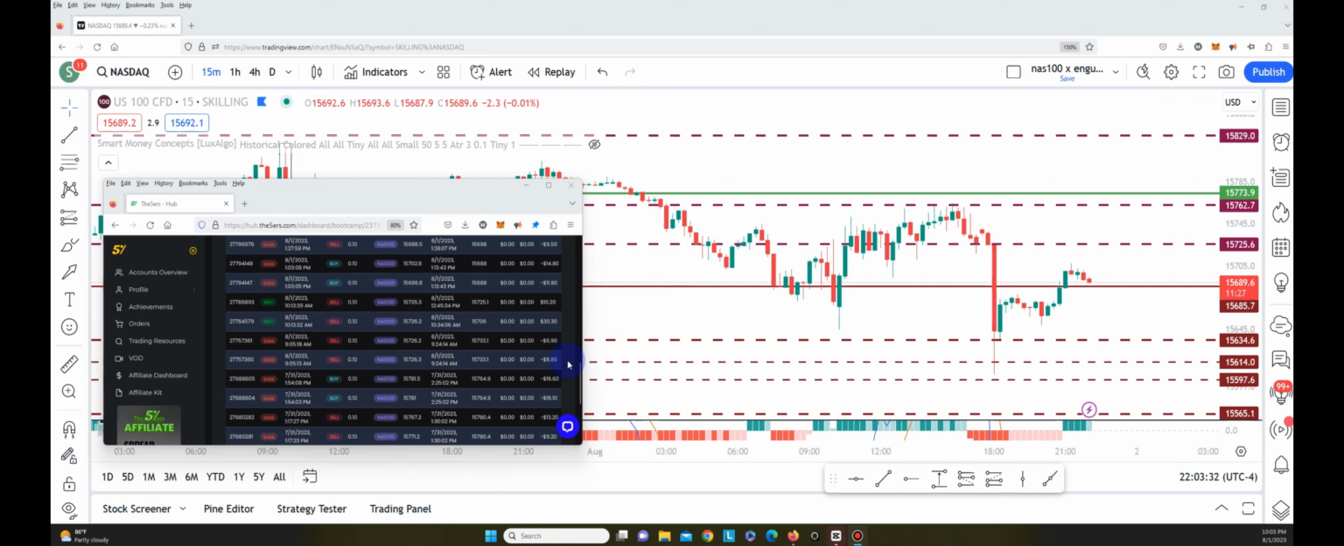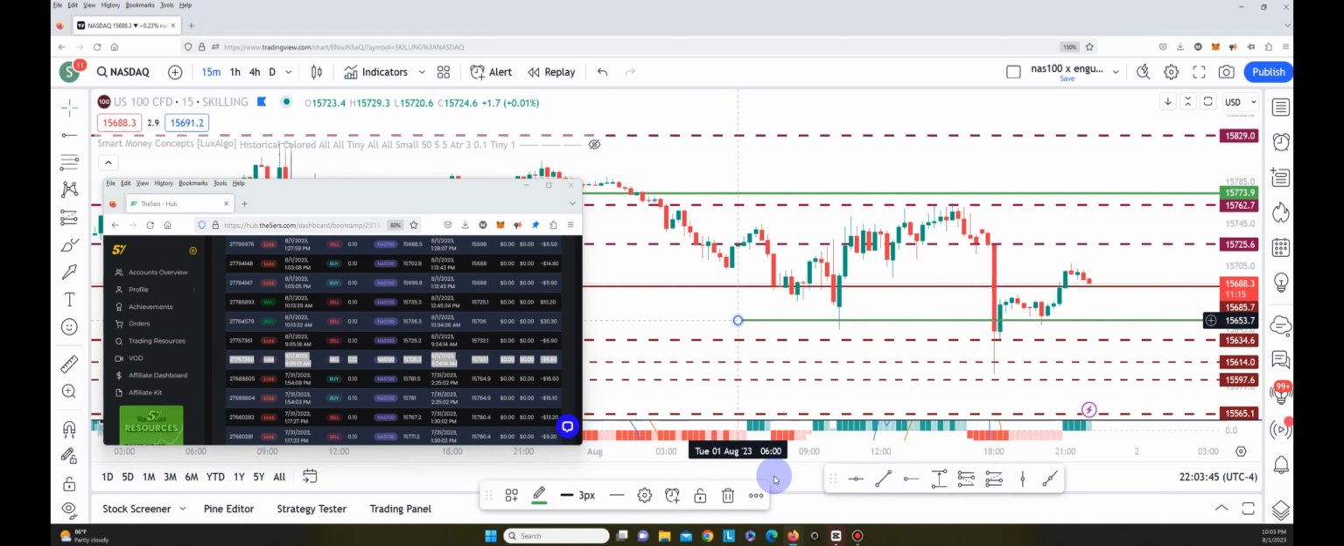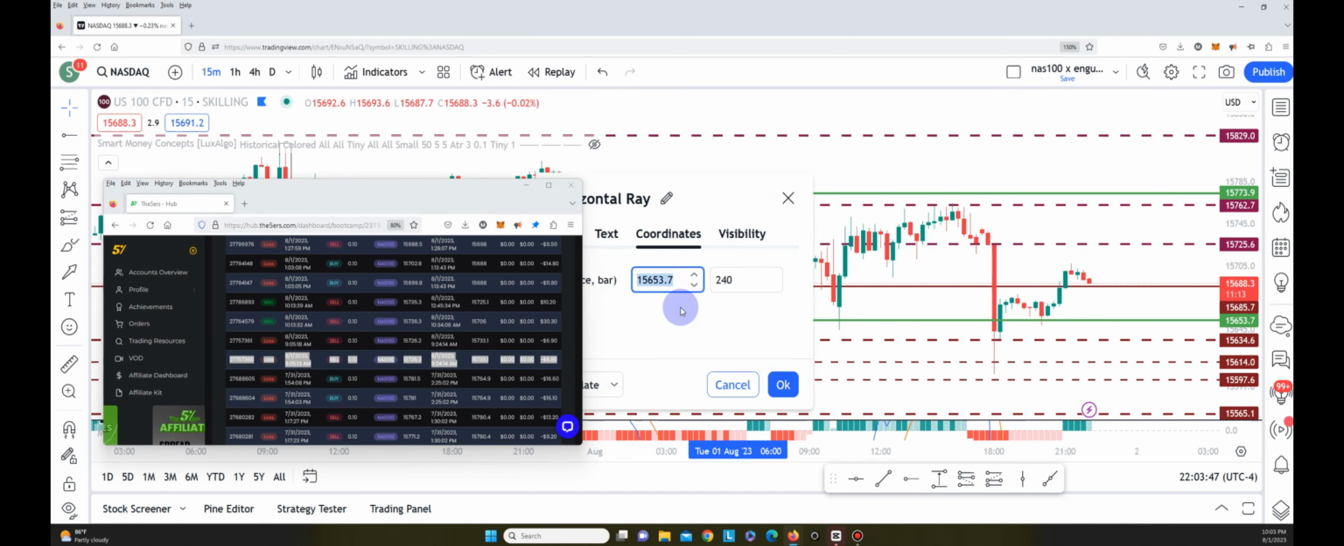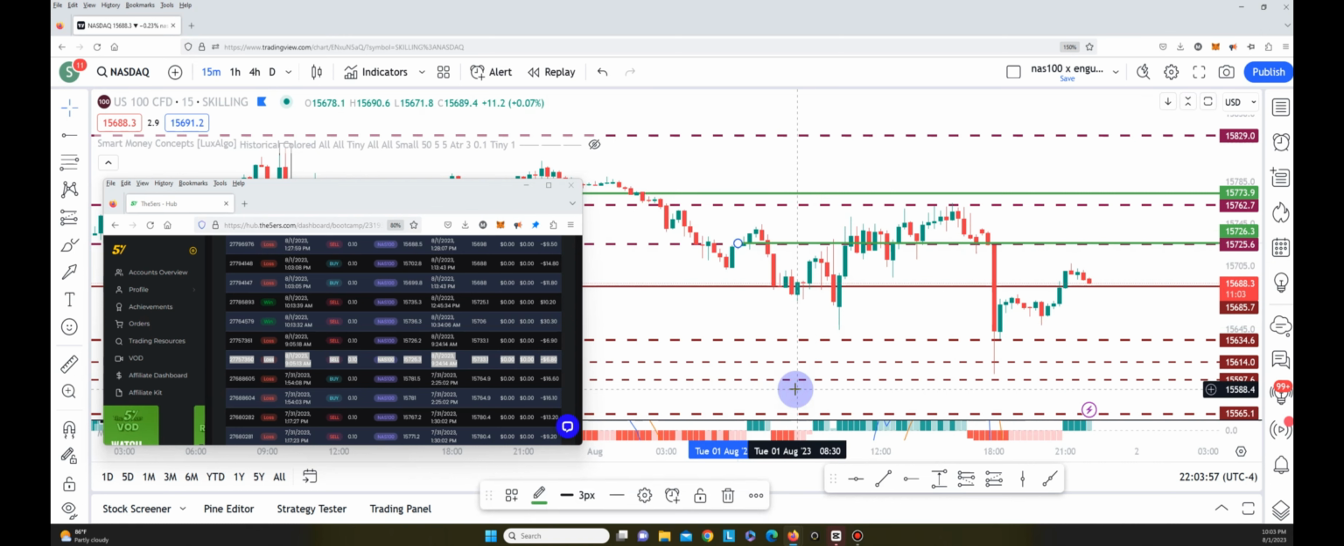So I'll be showing you the first trade and all of these trades on the 15-minute chart. And the first trade was at the 6 o'clock candle. So the six, we can just go to six down at the bottom, set the line, and then actually change the coordinates at 15726.3, and that's where I entered on the market.